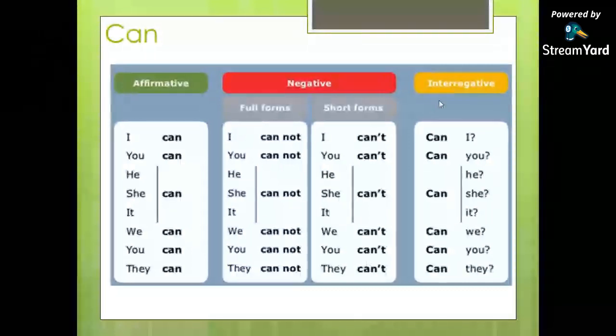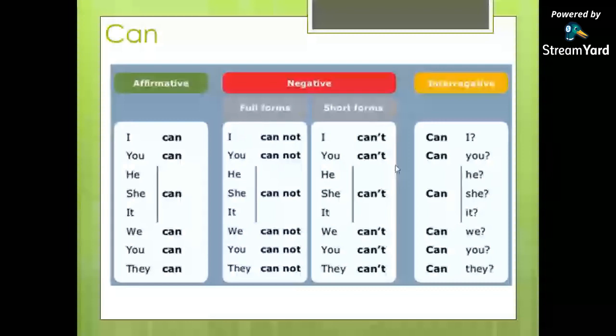And in the interrogative way, we use first the verb can, followed by the noun. Can I? Can you? Etc. So remember, with can, we don't add es or s with he, she, or it, and we don't use auxiliaries.